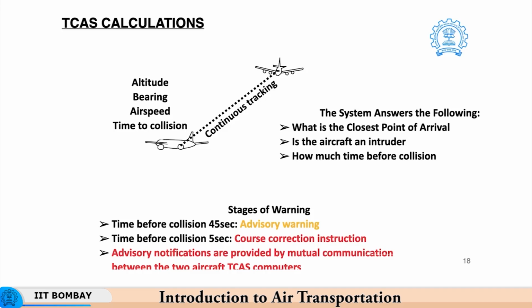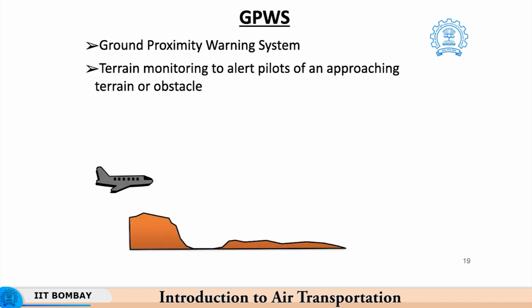The other type of surveillance system, or you may say warning system, that is integrated on the aircraft is called the GPWS. This is a short form for ground proximity warning system. What it does is it basically carries out a regular monitoring of the hazardous flight conditions associated with an aircraft.